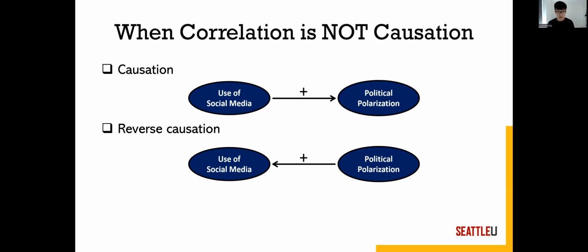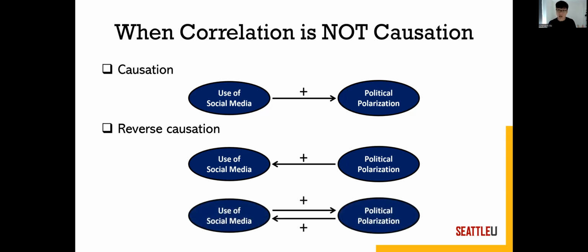So here, the outcome in our original model is now the cause. And the cause in our original model becomes the outcome. And it can be true. And somehow, without any kind of manipulation, in reality, if we just have the data of people's usage of social media and the level of political polarization in the community, nobody tells us which one is the cause, which one is the outcome, right? It's all based on our hypothesis. So here, either situation can be true, or both situations can be true.